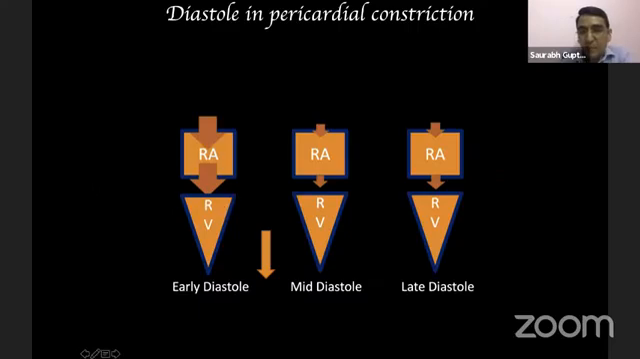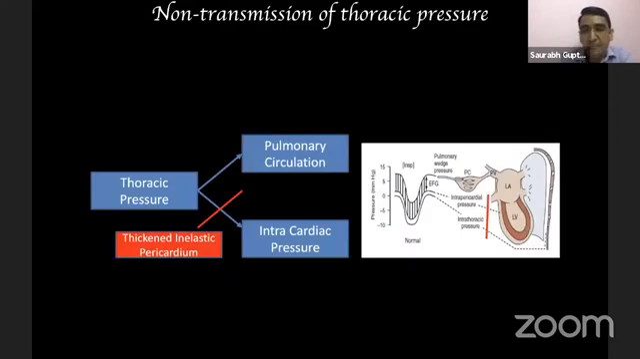As I said, the majority of the filling happens during early diastole, which happens in the normal case also, but here it would be much more. So if in the normal person it was 70 to 80%, in pericardial constriction it would be say 80 to 90%, and the rest of the phases it will be just minimal. And this will have bearing on all the hemodynamic things which we are going to see in coming slides.